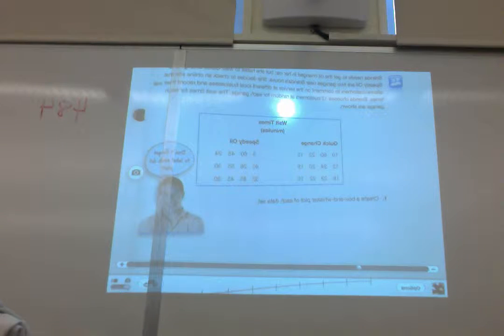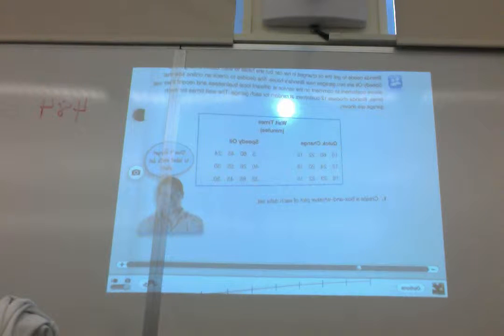Customers comment on the service at different local businesses and record their wait times. Brenda chooses 12 customers at random for each garage. The wait times for each garage are shown. Create a box and whisker plot for each data set.